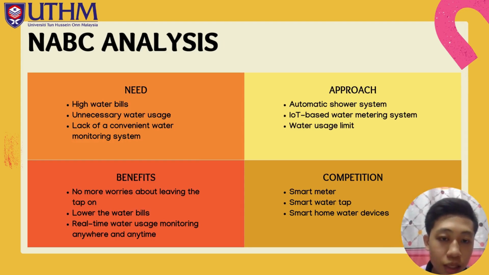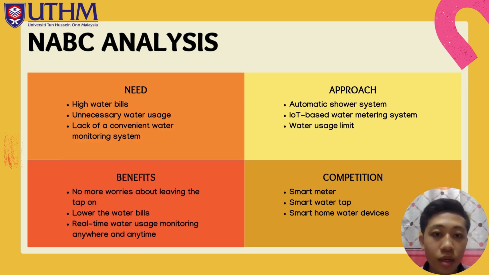And the last one is competition. We actually have a lot of competitors, where we have heard of smart meters, smart water taps, and smart home water devices. But what sets our product apart is that our product offers all of the advantages inside one system, unlike available products from the other competitors, where we can measure the volume, control it using the Blynk app, set the water limit, and also have the automatic system using an ultrasonic sensor and a solenoid valve.